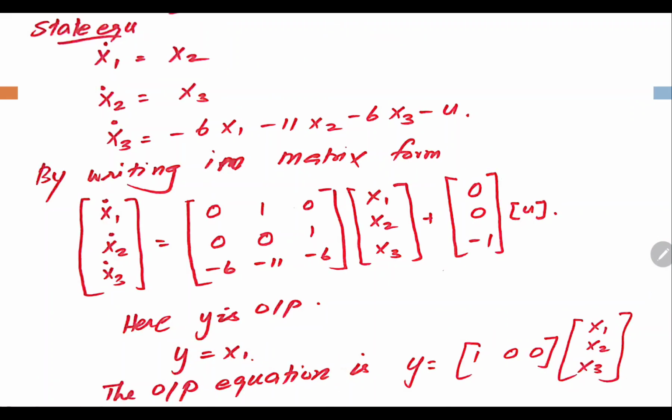Now we need to find the controllability and observability of the state matrix. So this is the state equation and this is the state space representation of the given model. Here this matrix is A, this matrix is B, this matrix is C, and D is equal to 0. So we have the ABCD matrices. Using these ABCD matrices we are going to check for observability and controllability.